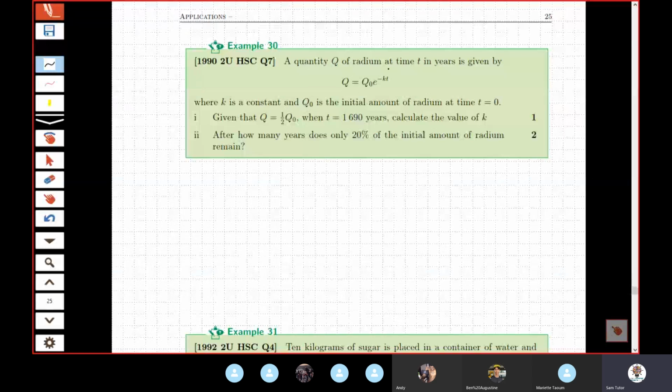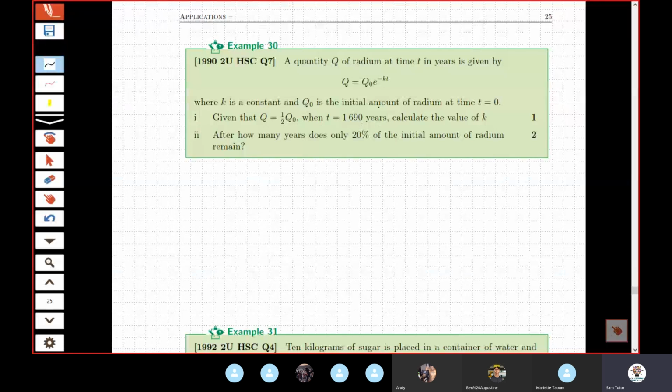A quantity Q of radium at time t in years is given by Q equals Q naught e to the negative kt, where k is a constant, so k is constant all the time. Q naught is the initial amount of radium at time t equals 0. So when time is 0, Q naught is the initial amount of radium. Given that Q equals half of Q naught when time is 1,690 years, calculate the value of k.